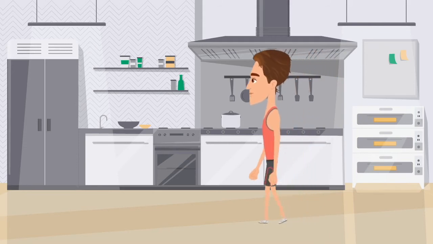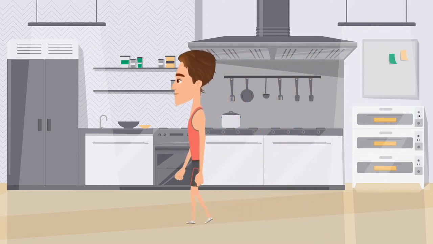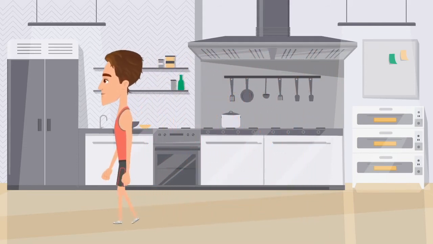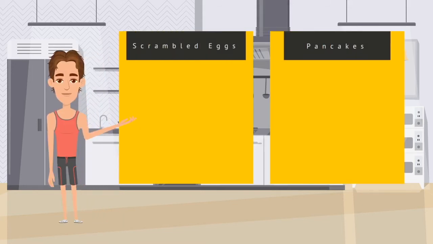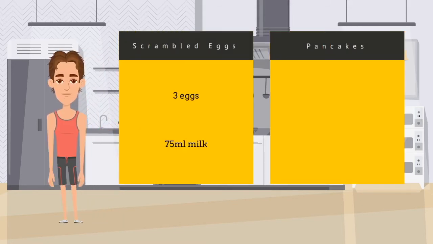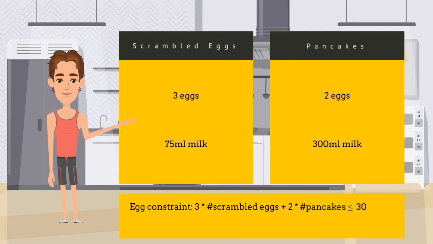first of all, we need the recipe for each meal and the overall quantity of ingredients. John has 3 liters of milk and 30 eggs. The scrambled eggs are made of 3 eggs and 75 milliliters of milk. The pancakes, of 2 eggs and 300 milliliters of milk. Now we have to identify the maximum amount of portions that can be made out of the ingredients. Therefore, we first have to consider 2 constraints.